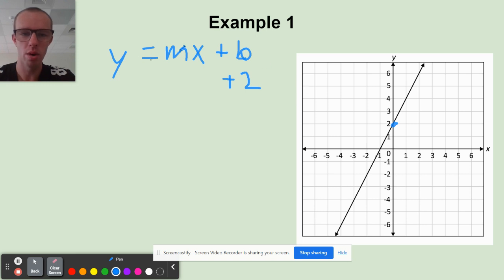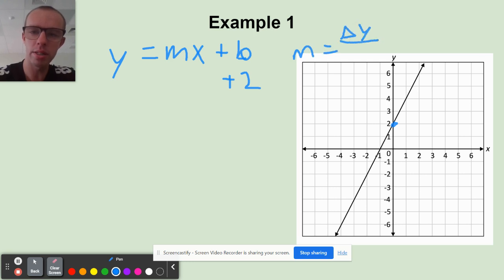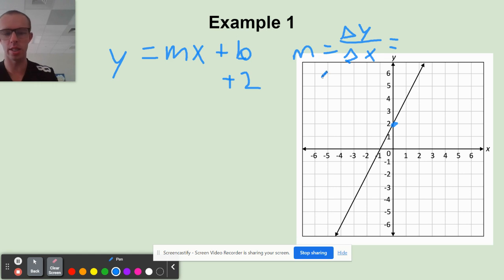Now m, or the slope. You're going to hear me use a bunch of different vocabulary for m and slope. It's the slope, it's the rate of change, it's many different things. But to find the slope or the rate of change, the best way to do it is to think about it as the change in y over the change in x, where these triangles represent delta, a Greek letter. It's used in math and science to mean change.